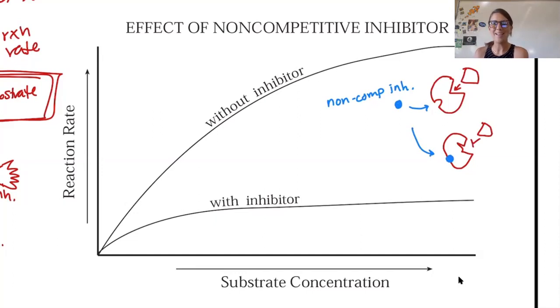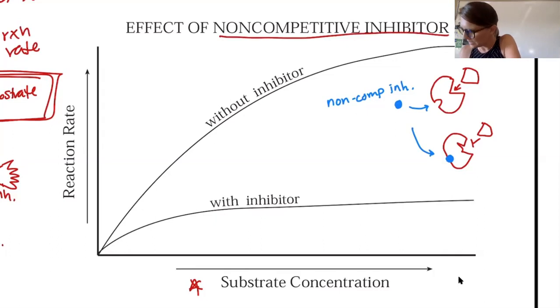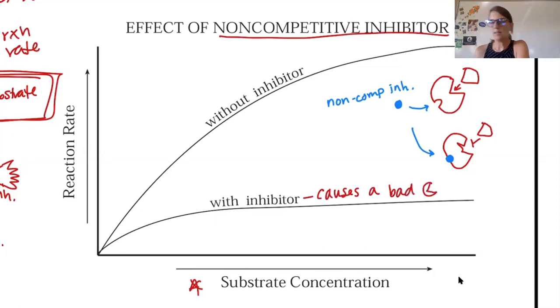And because of that, it doesn't matter how much substrate you add here on the x-axis. It doesn't matter how much you have. You're still just going to have a bad enzyme. So a non-competitive inhibitor causes a bad enzyme, right? A non-competitive inhibitor just makes a bad enzyme. The active site is screwed up and it just doesn't work as well.